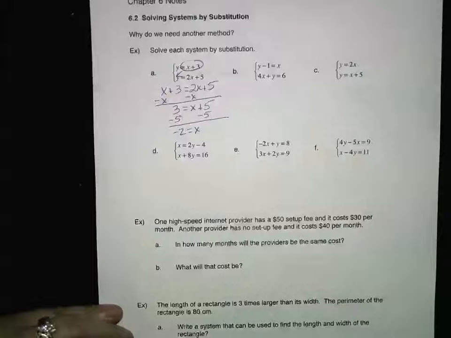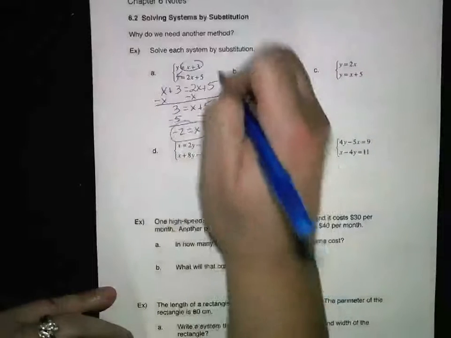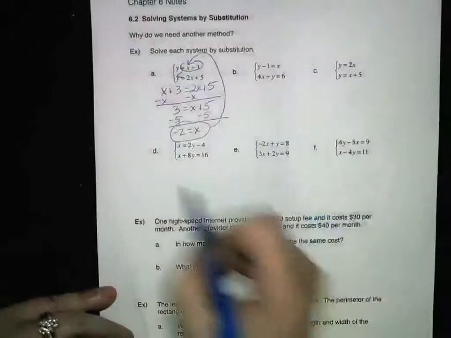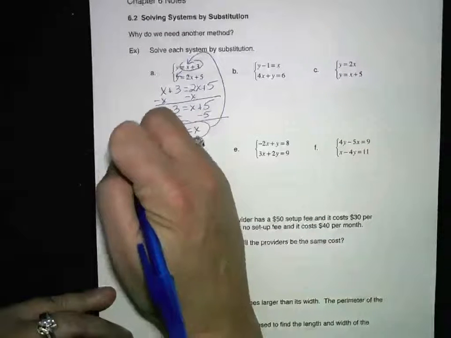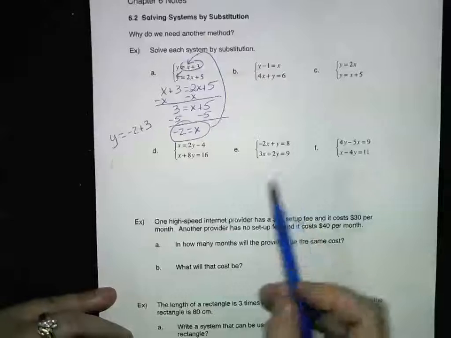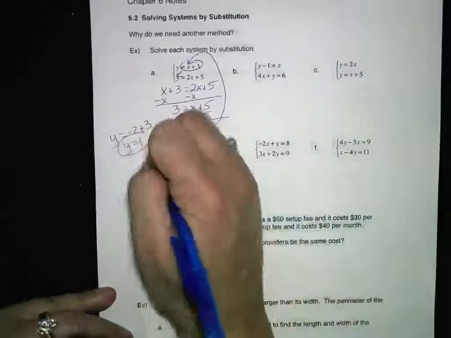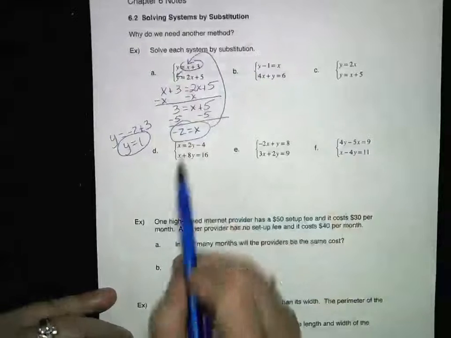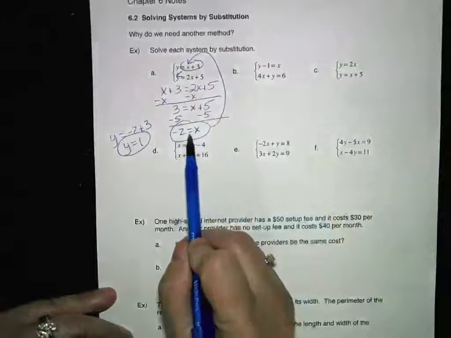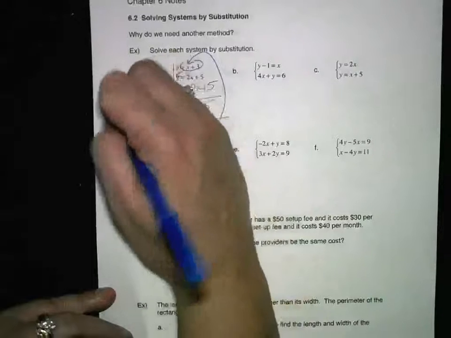And now that we have our x value, we can substitute that into either one of those equations, whichever one looks easier. And I'm going to take it and put it right in there. And it says y equals negative 2 plus 3. Well, negative 2 plus 3 is 1. So our ordered pair is negative 2 for the x and 1 for the y.